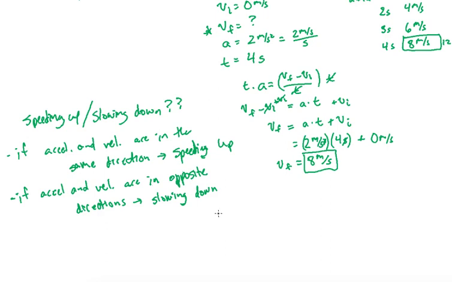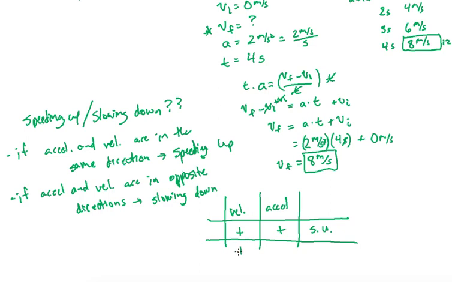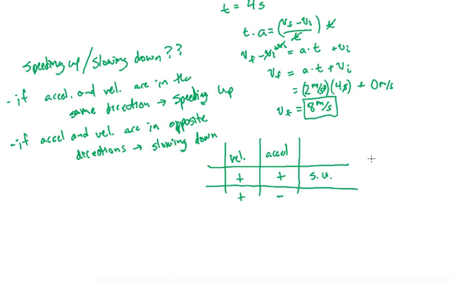So we could maybe make a little chart here. So velocity, acceleration, and then we'll do this here. So if velocity is positive and acceleration is positive, we're speeding up. Okay? That's the first one. If velocity is positive and acceleration is negative, we're slowing down with a D, slowing down. Okay?